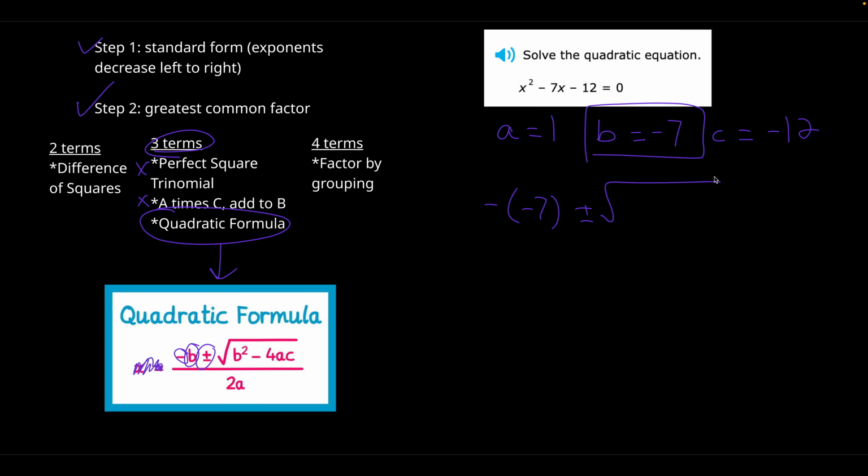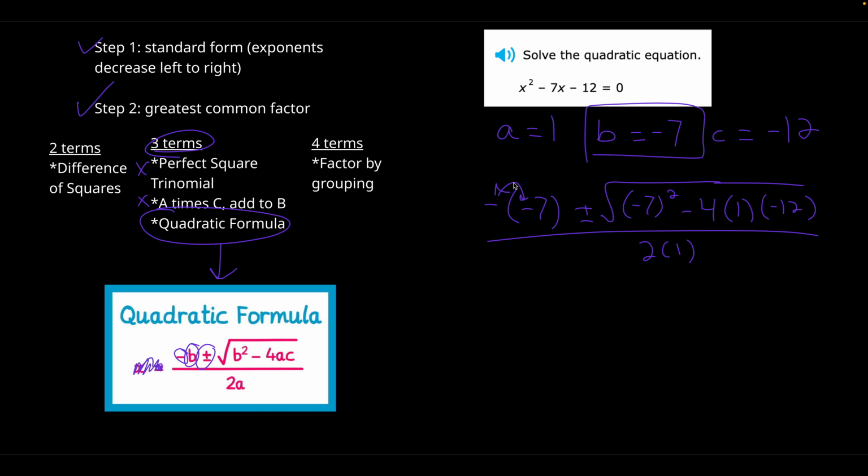Then we do the square root of b squared, so that's negative 7 squared, minus 4 times a, which is 1, times c, which is negative 12, all over 2 times 1. So we've replaced all of our letters, a, b, and c, with numbers now. So now we can simplify a little bit.